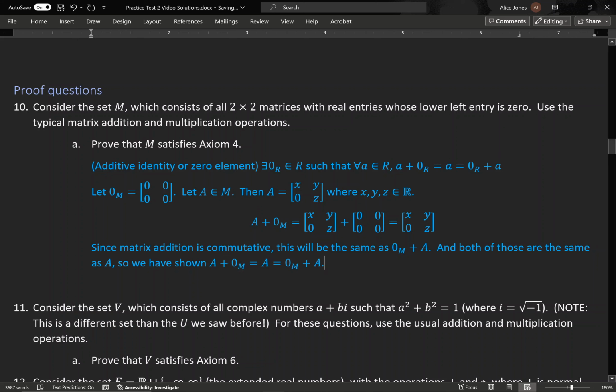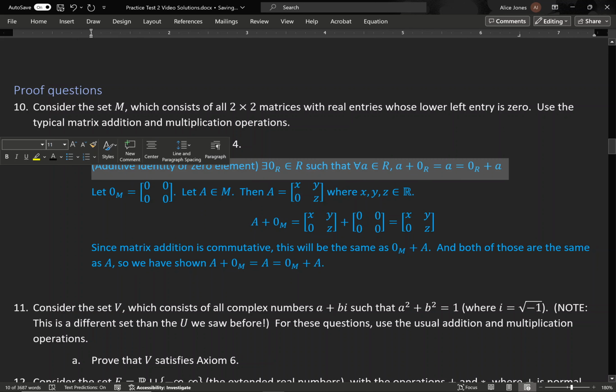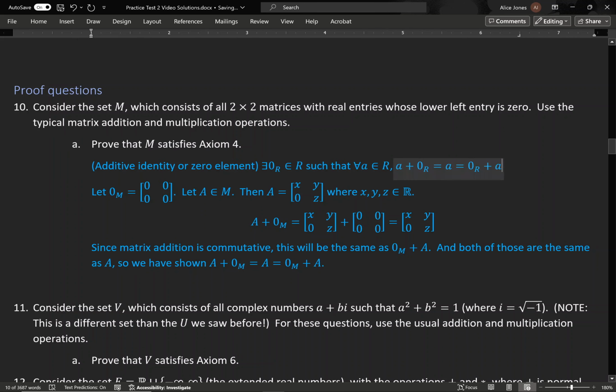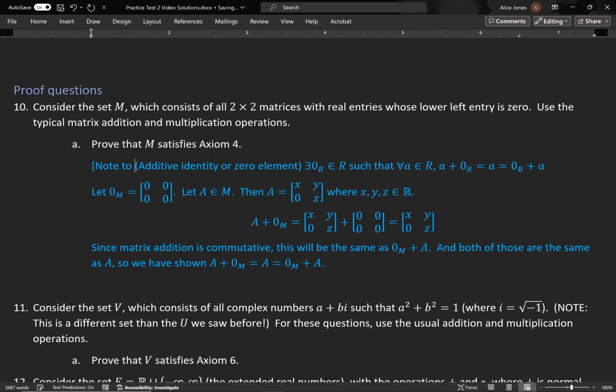So that's it. We have shown axiom 4, which was this. I would not necessarily include writing that out in your actual proof, but that's just some background information, like a note to self. This is our goal here.